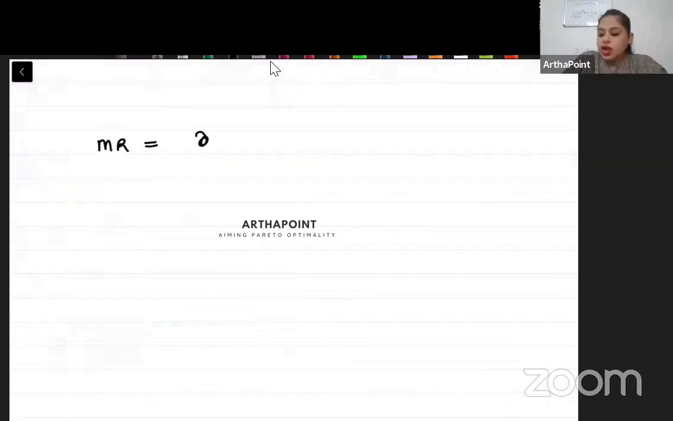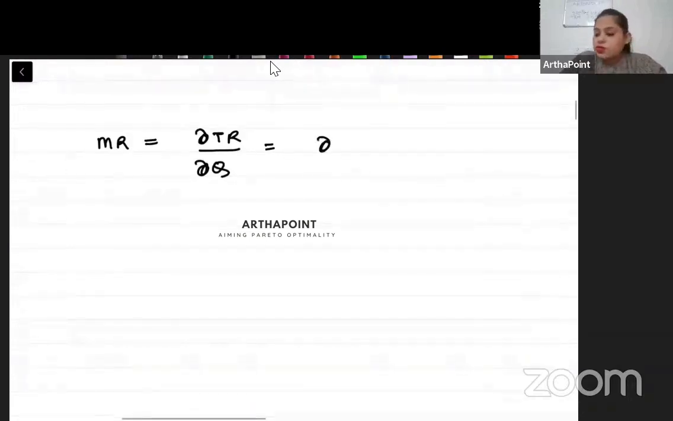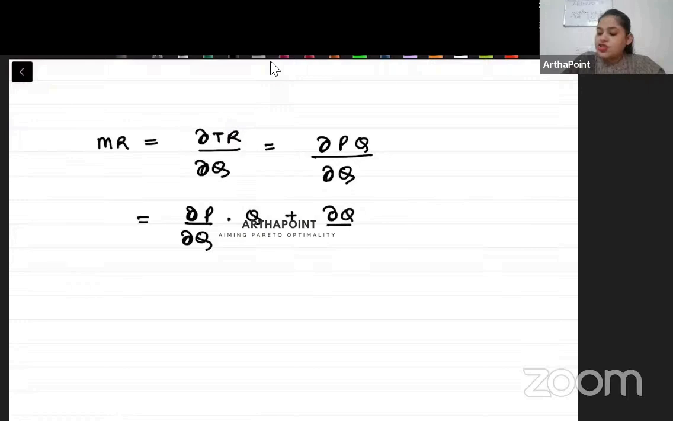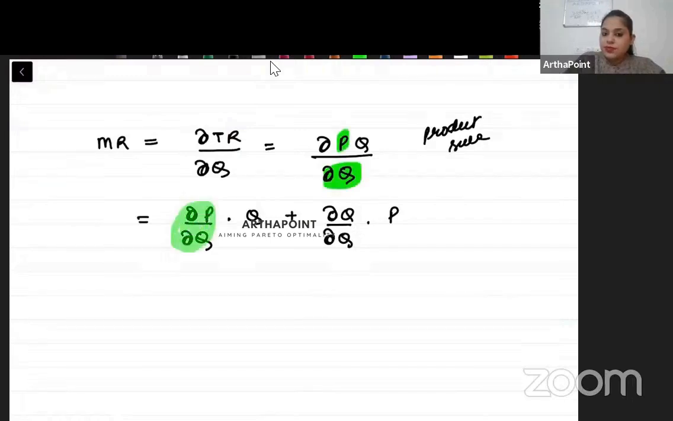MR is how total revenue changes as quantity changes. Just try to think about it. What is total revenue? Total revenue is price times quantity. As quantity changes, this is how price changes as quantity changes times initial quantity, plus how quantity changes as quantity changes times initial price. I'm using the product rule here. So differentiation of price with respect to quantity times the second function as it is, plus differentiation of the second function with respect to quantity times the first as it is.